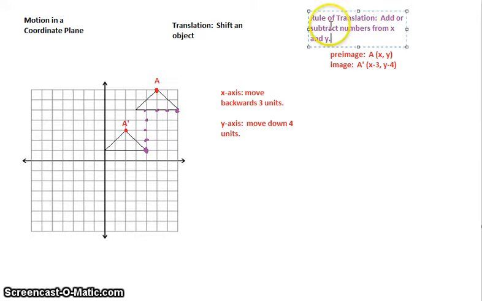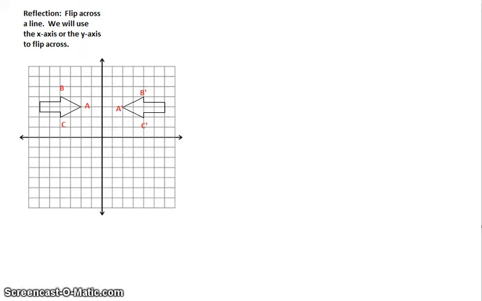So the rule of translation goes like this. You know that you are dealing with translation if you are adding or subtracting numbers from x and y. If I see that I'm subtracting numbers or adding numbers, that is telling me that I am shifting my object. I'm translating my object. The second thing that we're going to look at is reflection, which is another transformation.